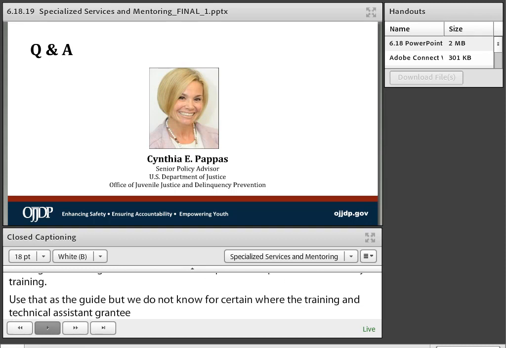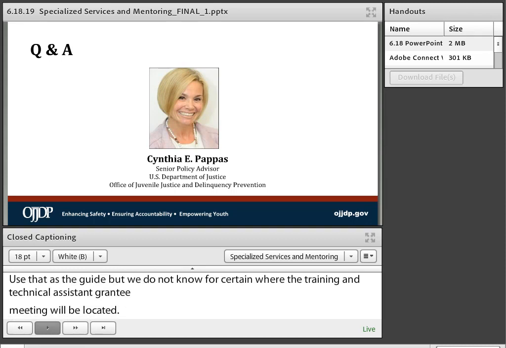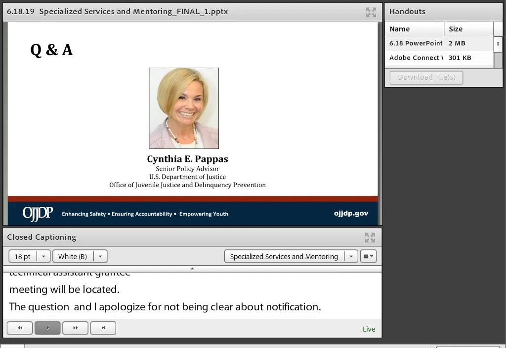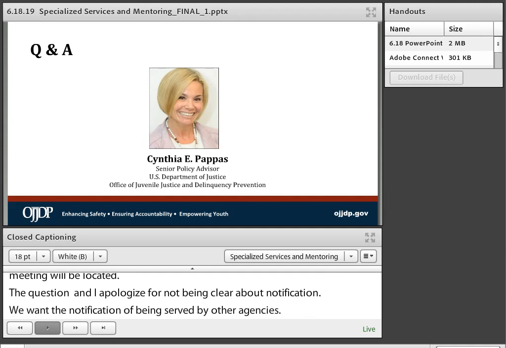The question, and I apologize for not being clear about notification of being served by other grant-funded agencies: we just have to make sure that we are aware of any other funded programs and that we're not duplicating efforts across our federal agencies. So that is the disclosure of pending applications.